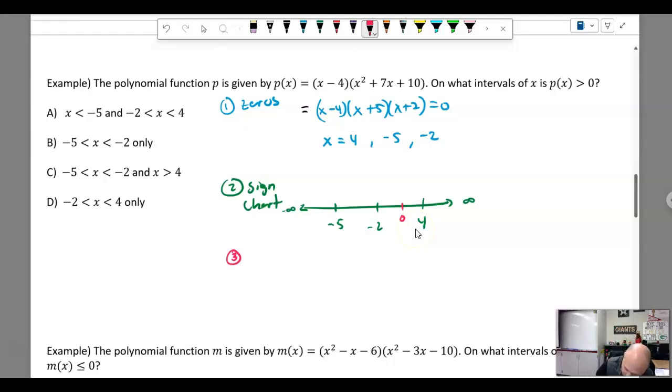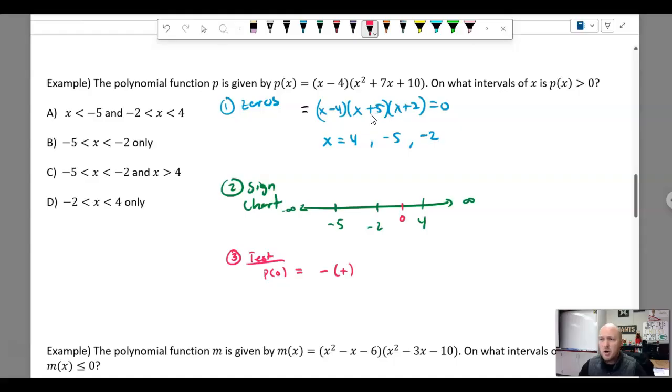Now I'm going to test. So this is step 3. I'm going to test p of 0, and I plug this into my function. You can use the original function, or I like using the factored function because it helps me determine the positives and the negatives, and that's really all I care about. So check it out. 0 minus 4, well, isn't that negative? 0 plus 5, well, that's positive.